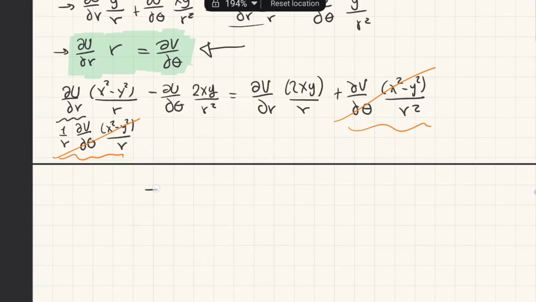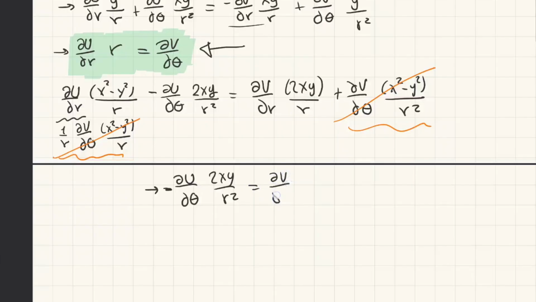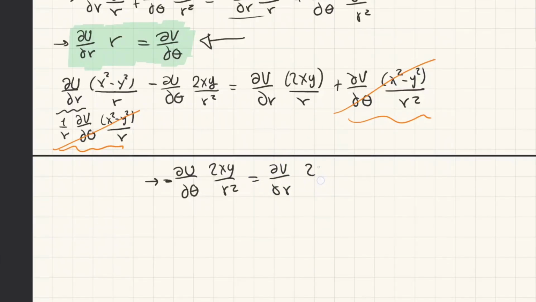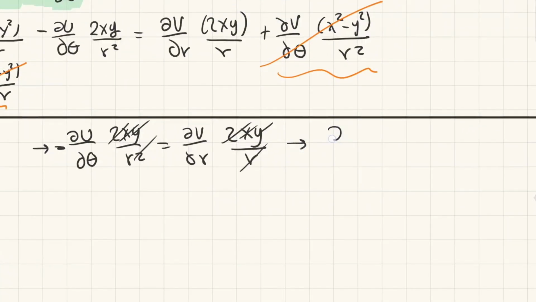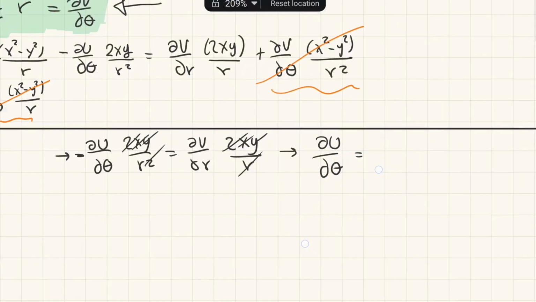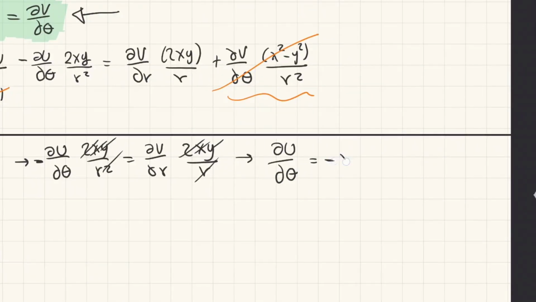And then we get that the derivative of u with respect to theta times minus 2xy divided by r squared is equal to the derivative of v with respect to r, 2xy divided by r. And then we cancel 2xy, this r squared with this r, to get that the derivative of u with respect to theta is equal to minus r, the derivative of v with respect to r. And this is the second Cauchy-Riemann equation in polar coordinates.